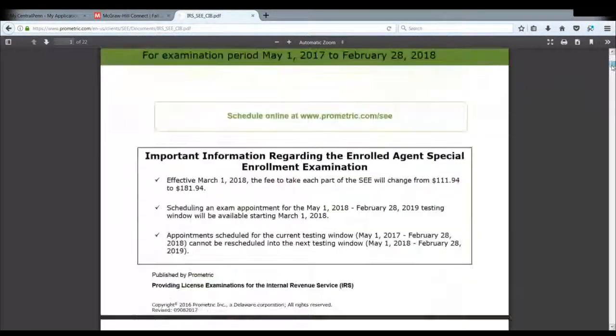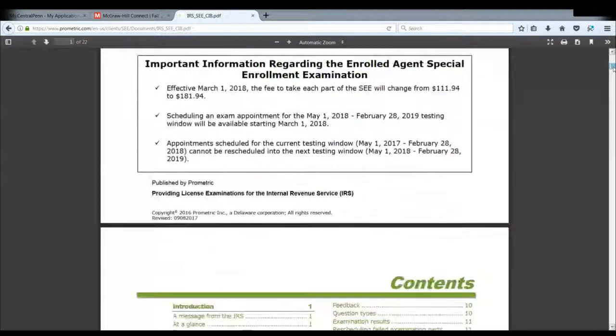Okay. It's a 3-part exam. Wow. Starting March 18th, it's going to go from $112 each part to $182 each part. It's massive inflation. Right? Because it can. I mean, why does Apple charge like $1,000 for their phone? Because you're going to buy it. So that's just what it is.